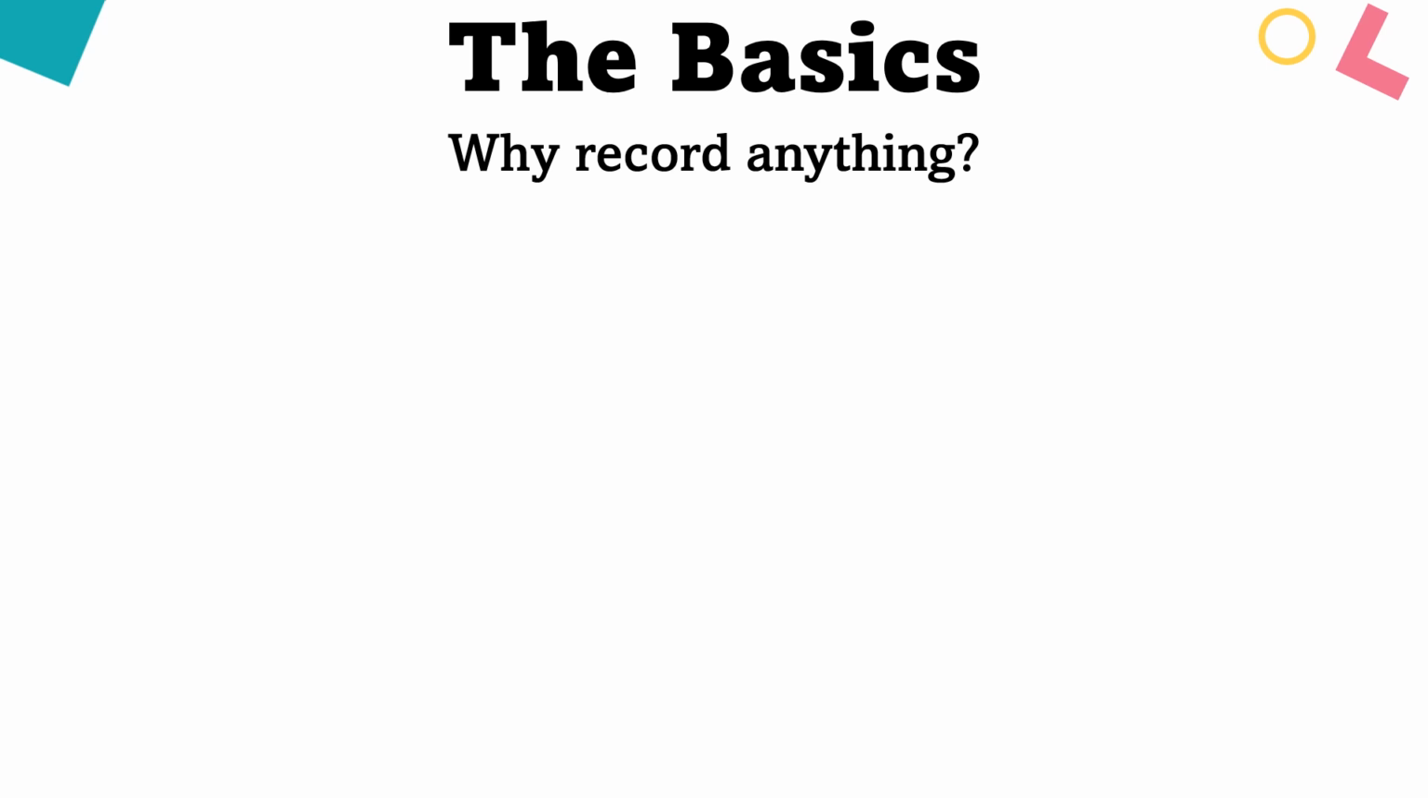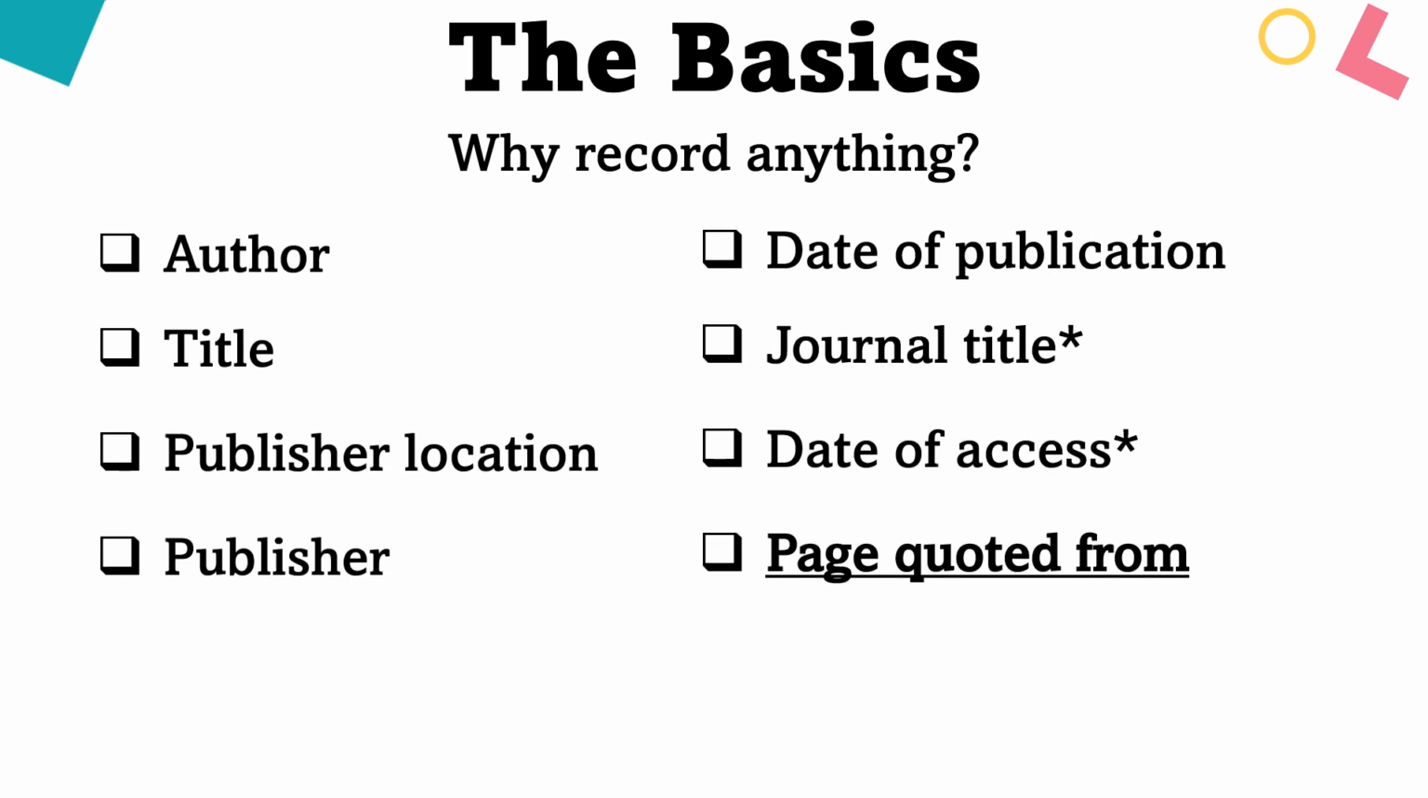The way I would advise you to think about this is what sort of details I would ask you if you came into the library and asked me for a book. I would obviously ask you who wrote it and what's it called, so we need the author and title. There are other pieces of information that you should record which form part of your reference. Not all of these are applicable to all sources. For example, a journal title will only be relevant to an article, and a date of access will only be relevant to a digital source.